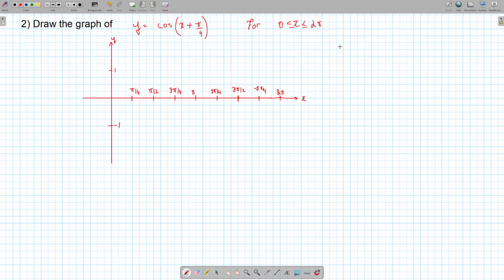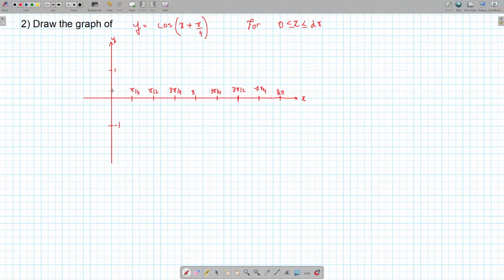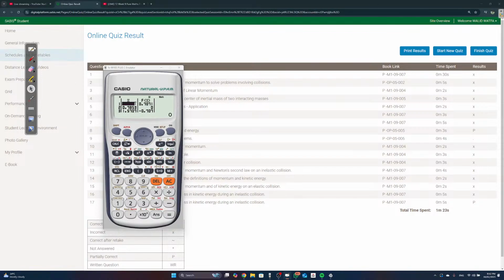This is the x-axis. This is what the calculator gave me. It gave me all of my values. So let's start. We're going to take 0, 0.7. So we're at 0, we're going to go to 0.7, which is about over here. I'll draw the points in black. Pi over 4, 0.